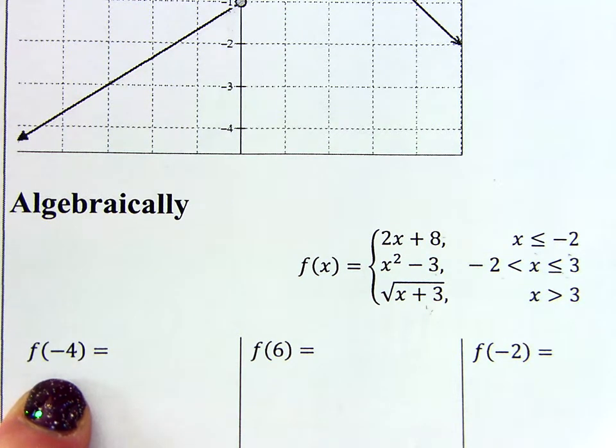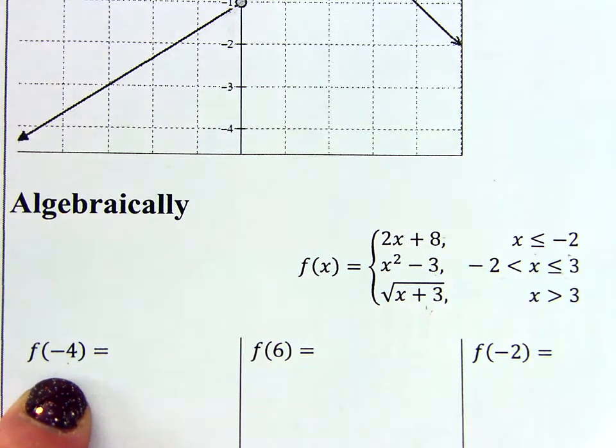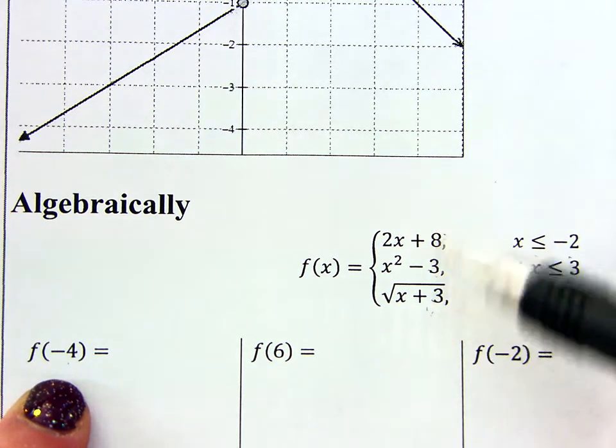Good question. When I plug in negative 4, how many answers should I get out? 1, right? That's the whole point of a function. When I plug one number in, I better only get one number out. But Miss Sabia, there's 3 pieces. Where do I plug it in?